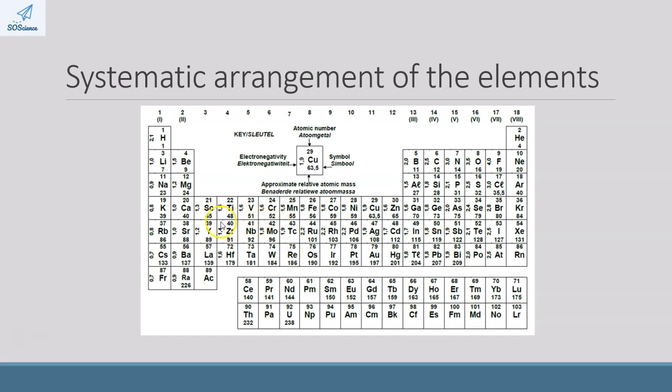If I had to ask you about vanadium, you would be able to tell me that vanadium's outermost electron exists in the fourth energy level in a D shell. If I had to ask you about uranium, you would be able to tell me that uranium's outermost valence electrons exist in the seventh energy level in a P shell.